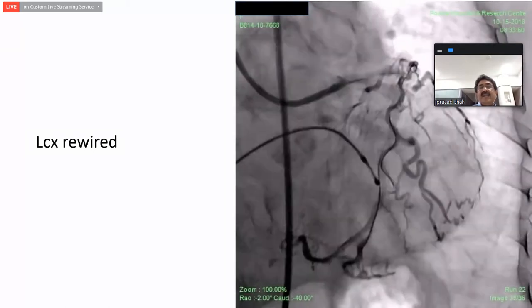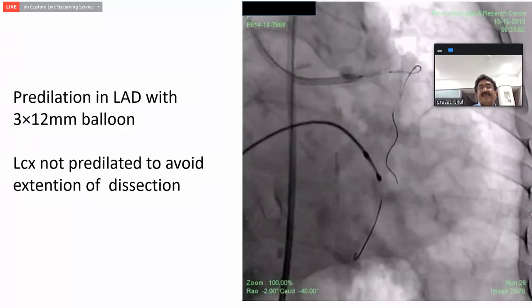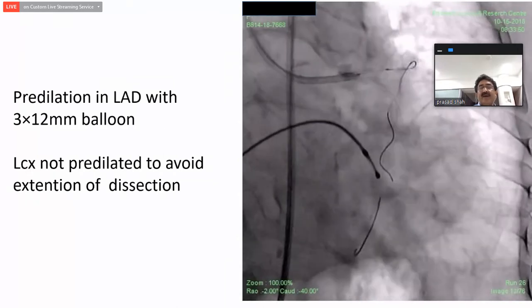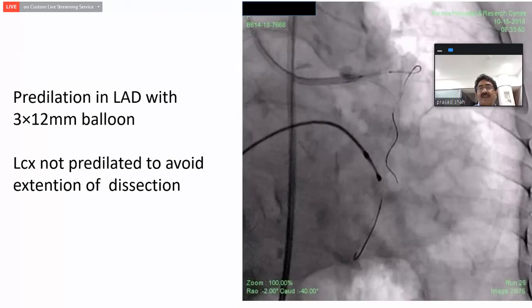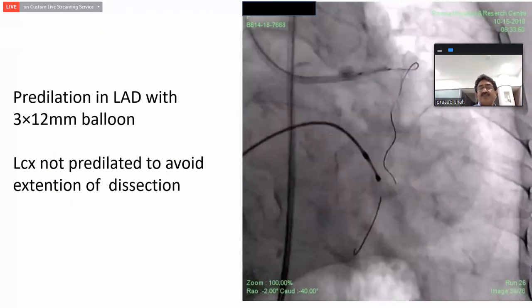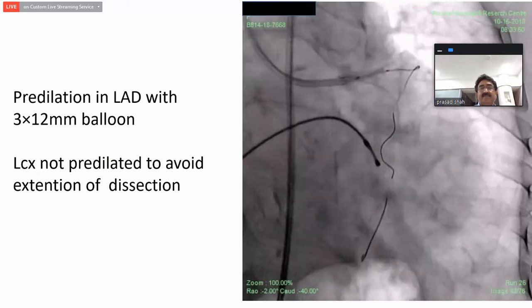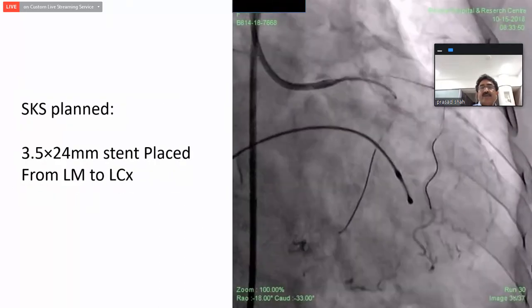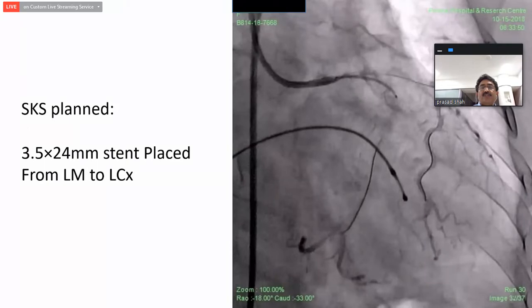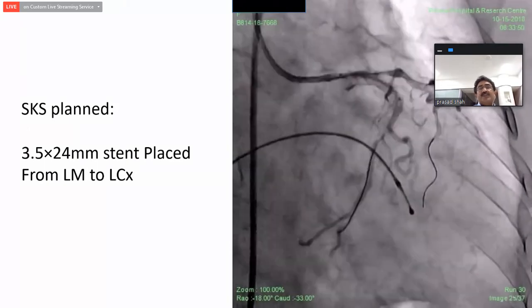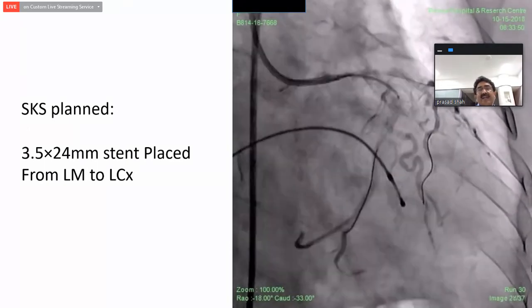The LAD was then pre-dilated with a 3x12 NC balloon, and the LAD lesion opened up well. LCX was not pre-dilated to avoid further extension of the dissection. So now the patient was hemodynamically compromised. So I could not go ahead with the initial plan. So at this point of time, we had to salvage this patient.